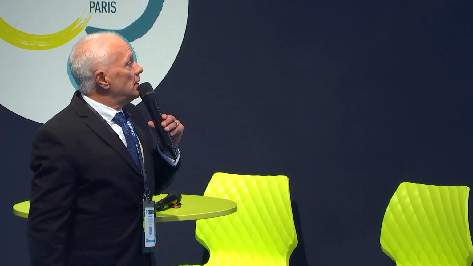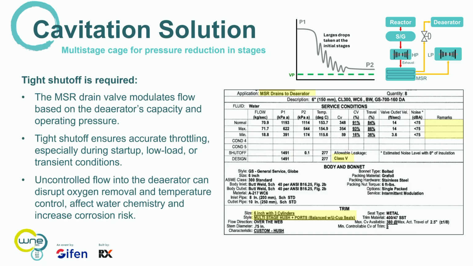And there's lots of different types of trims for different types of application. Okay. You know, the MSR needs very tight shutoff also, so we have a class 5 valve here. And this is just an example where I showed you the prior slide where it had cavitation. Putting the proper trim in, the cavitation is now gone.